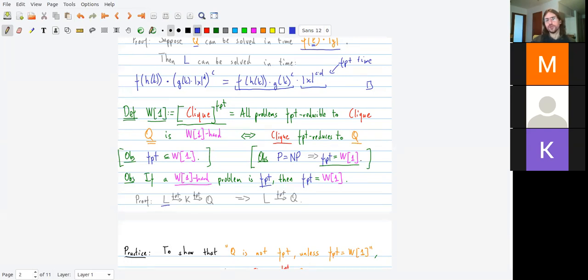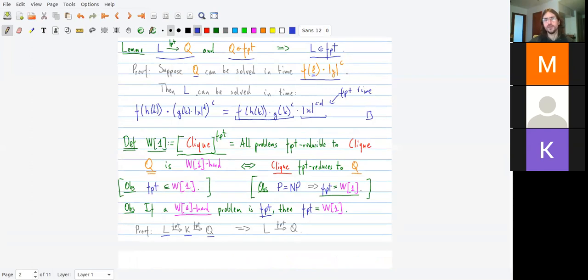Because if I have a chain of two reductions, an FPT reduction from L to K and from K to Q, then by following the same proof we had just before, you can easily see that the composition of two FPT reductions is also an FPT reduction. So this means that if I had any problem in W1 and I was able to reduce it to clique, and then reduce clique to my favorite problem Q, which turns out to be FPT, then by chaining these two reductions and an FPT algorithm for Q, I would be able to solve L in FPT time, right?